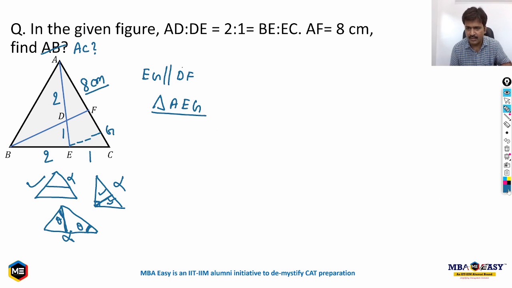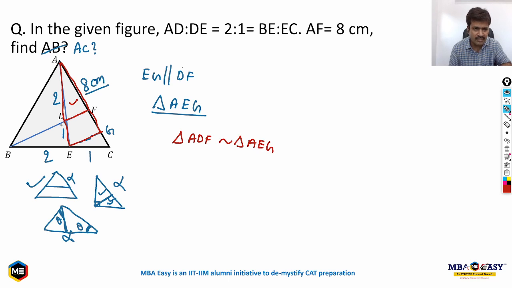AEG, this triangle. Okay, let me draw it here for you. So this triangle is AEG, right? Now in this triangle, this line DF is parallel to EG. So we can say triangle ADF, the smaller triangle, is similar to bigger triangle AEG, right?